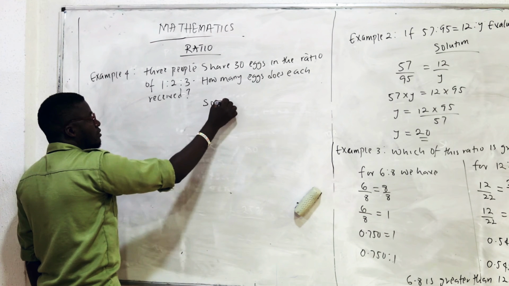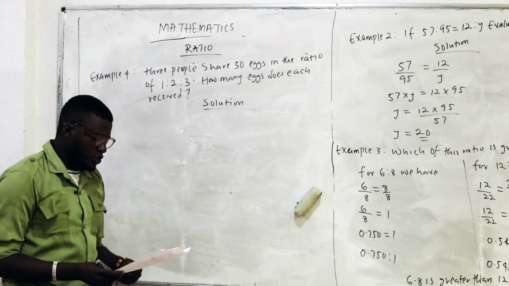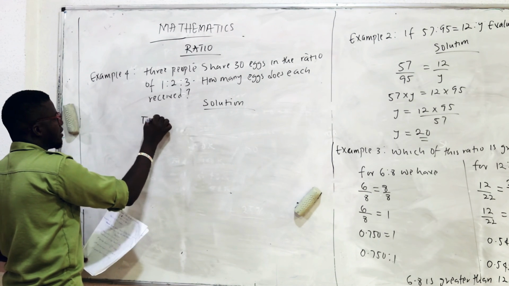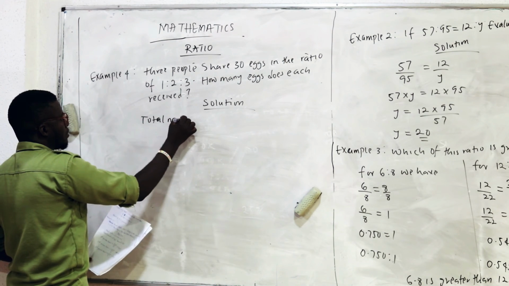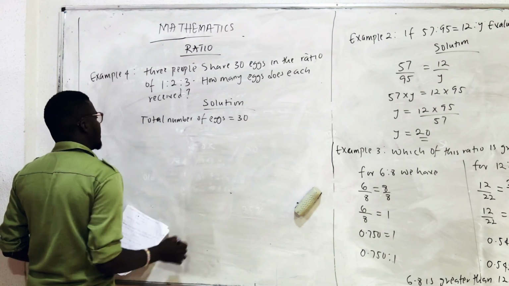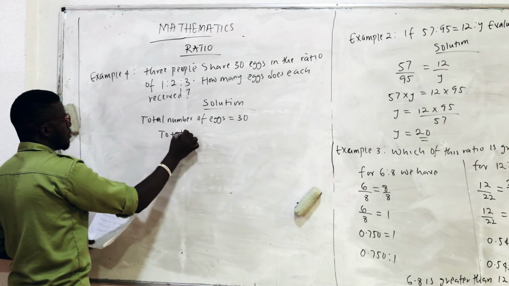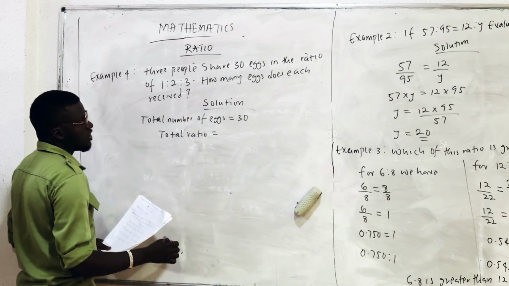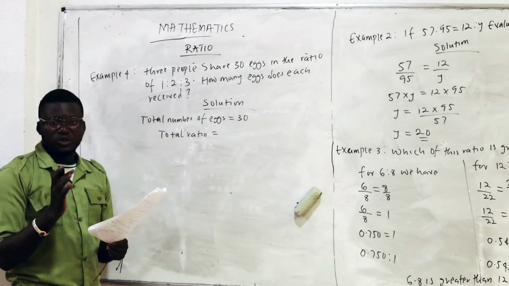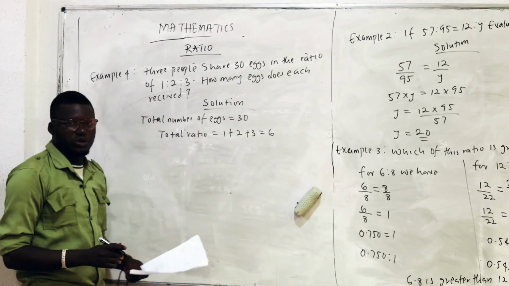So solution. Going back to the question, first thing first, the total number of eggs that is being given is 30. So my total number of eggs is equal to 30. Then my total ratio. So my total ratio is equal to, I'm going to add 1 plus 2 plus 3 to get my total ratio. So I'll have 1 plus 2 plus 3, which will give me 6. So my total ratio is 6.